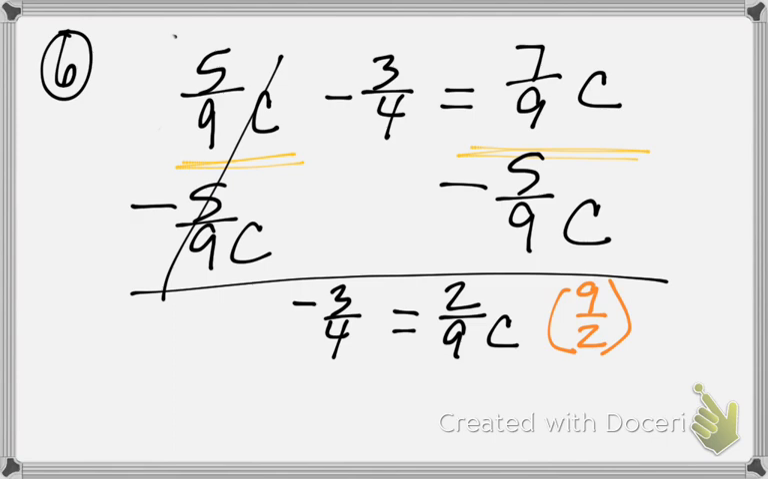If I multiply that side by 9 over 2, I got to multiply that side by 9 over 2. So I'm just going to be left with a c over here. I don't have any canceling that I can do, so I'm just going to have to multiply straight across. 9 times 3 is 27, 2 times 4 is 8, and it's a positive times a negative, so it'll be a negative 27 over 8.